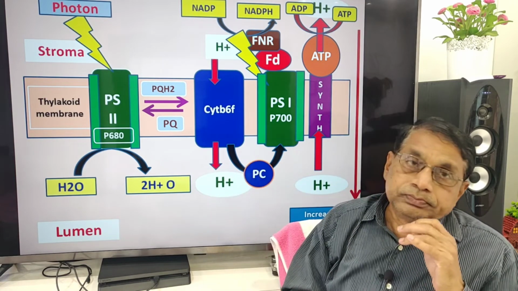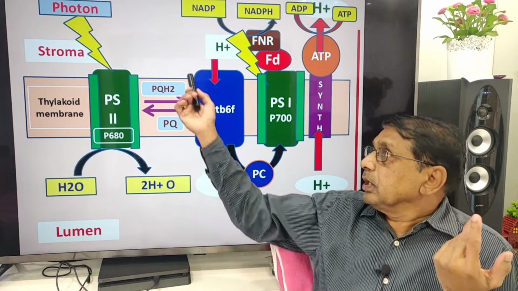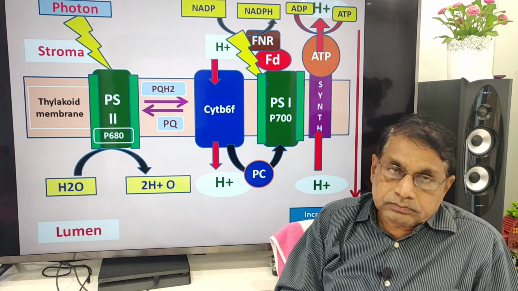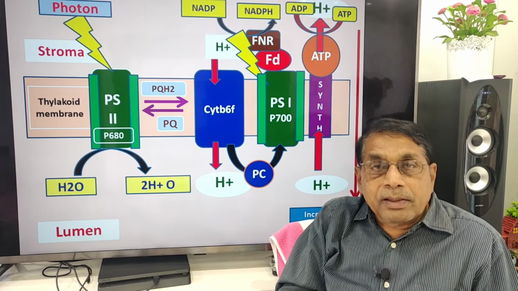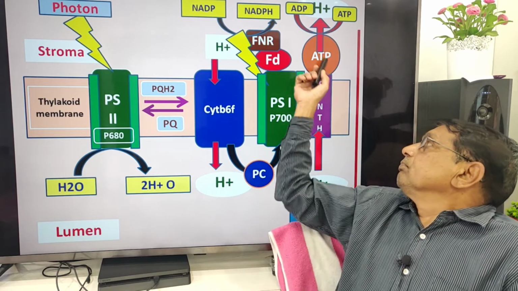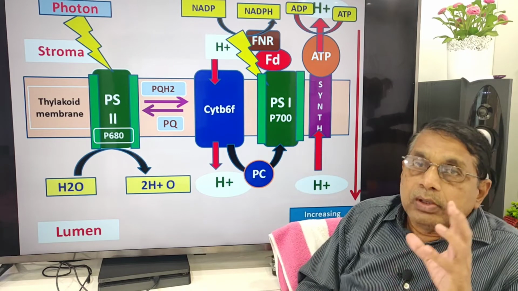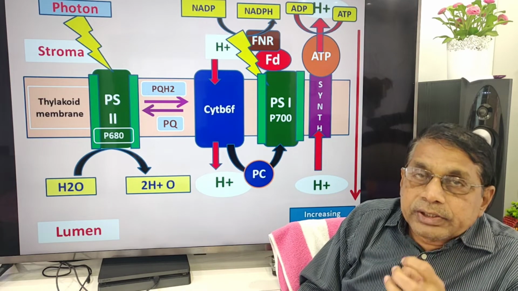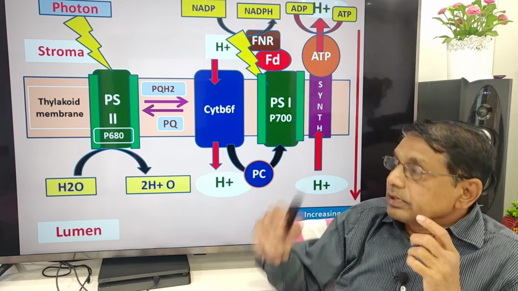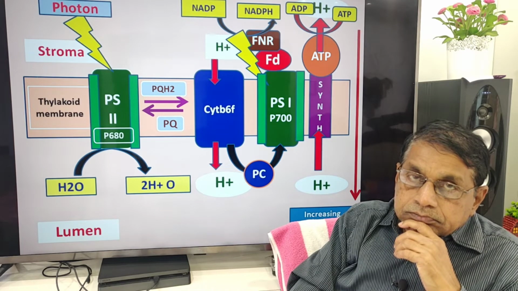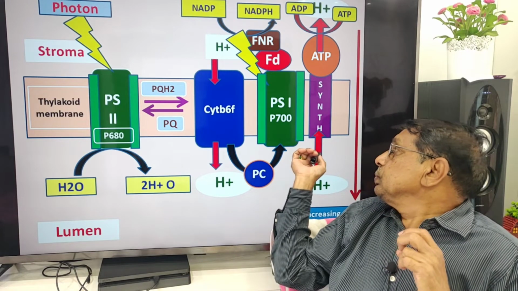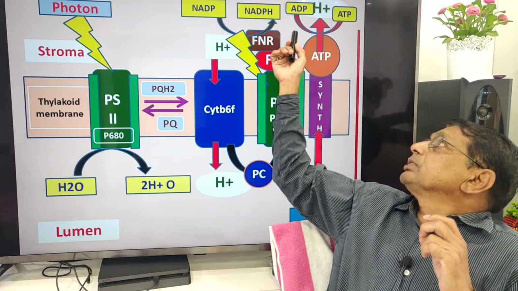These protons, if they want to go this side, there is no other chance because the membrane is impermeable. But fortunately, what happens here and there in some places, some carriers or some molecules are introduced in the membrane. They are nothing but ATP synthase. These accumulated protons can pass through this ATP synthase to this side.